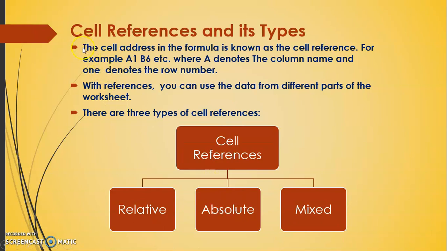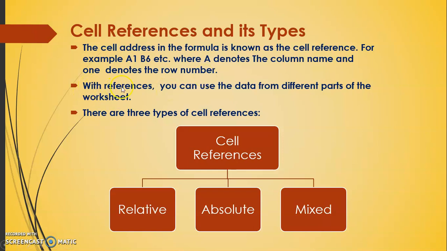Students, what do we mean by cell reference? We are going to understand the concept over here. The cell address in the formula is known as cell reference. Very simple. Whatever address we are giving in the cell is known as cell reference. For example, in any calculation, if we are giving the cell address as A1, B6, etc., the alphabet A denotes the column name and the 1 or 6 denotes the row number. So this is the cell address we are giving, and this is known as cell reference.